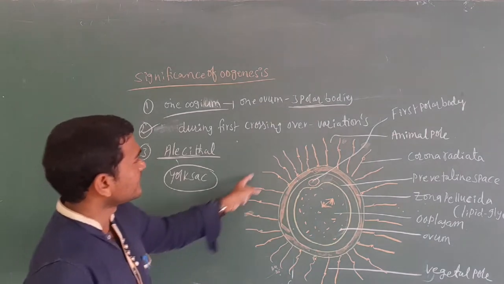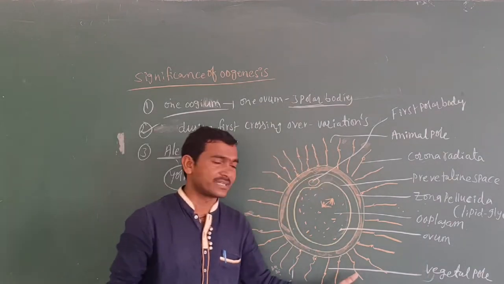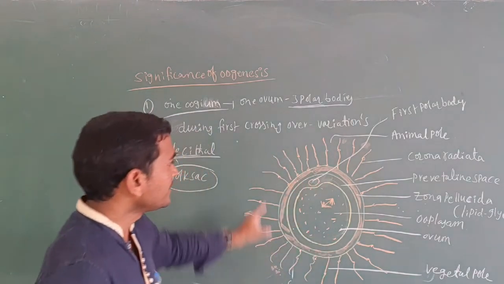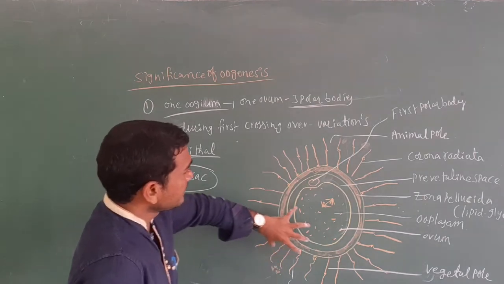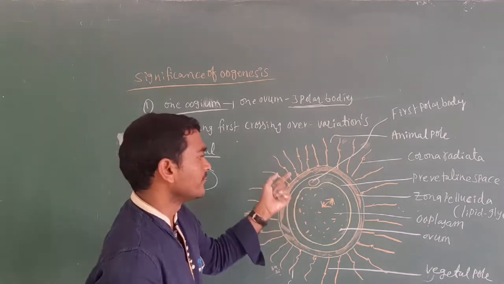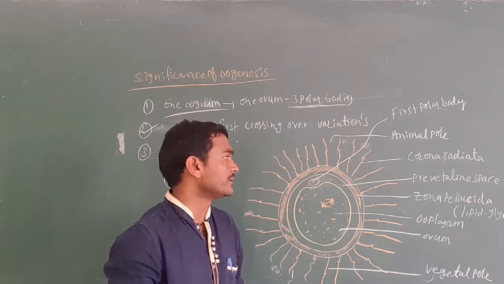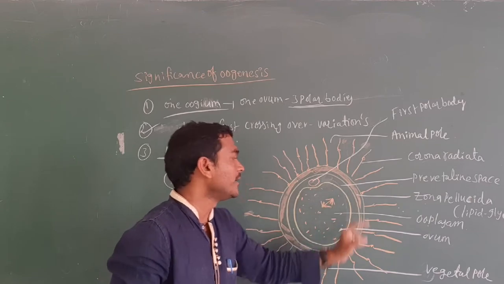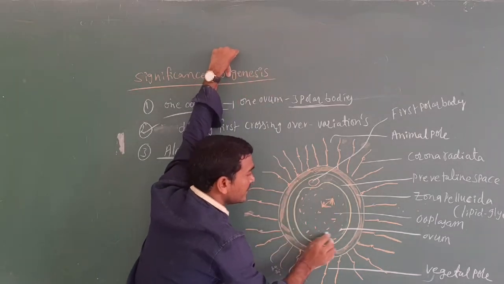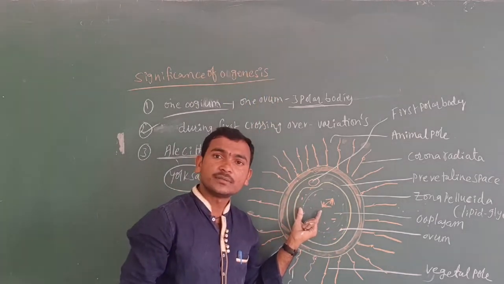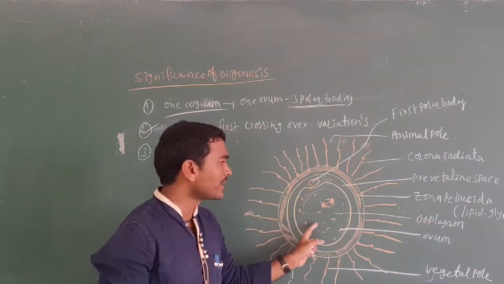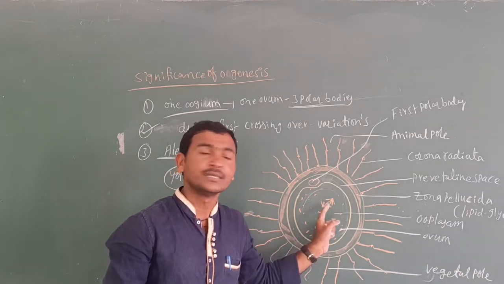See here the diagram of the secondary oocyte. It is spherical or oval in shape. The secondary oocyte is covered by the plasma membrane. After the plasma membrane, the cytoplasm of the ovum is called ooplasm. In the ooplasm, a number of organelles are present.